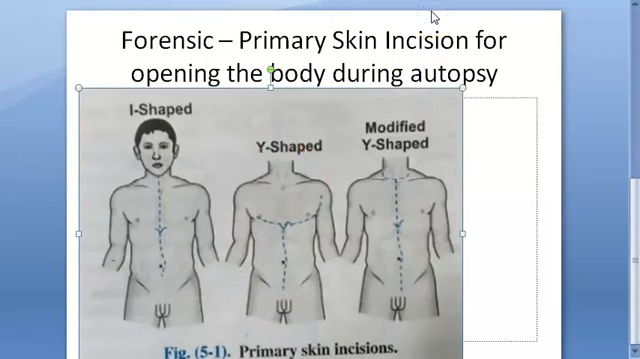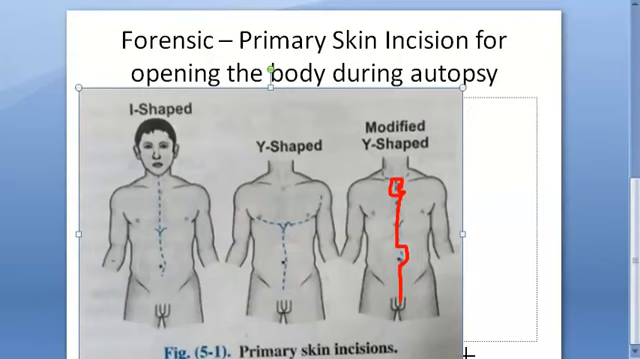Okay. Then, so let's move on to the third type here, modified Y. Modified Y-shaped incision extends from the suprasternal notch. Suprasternal notch. Where's the sternal notch? Here's the sternal notch, isn't it? This is the sternum, let's say. Suprasternal notch to symphysis pubis in the midline. So from here to here, midline, that is the standard.